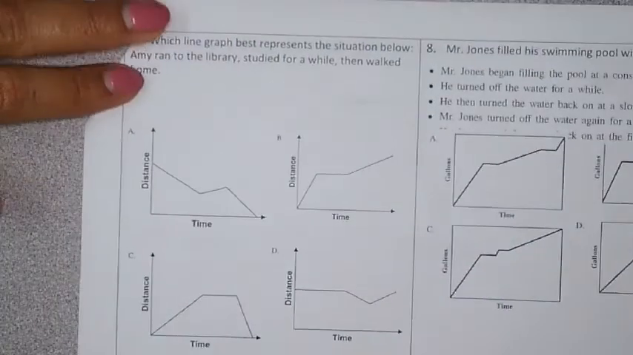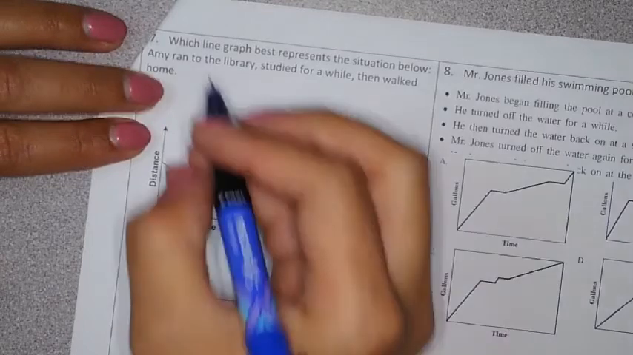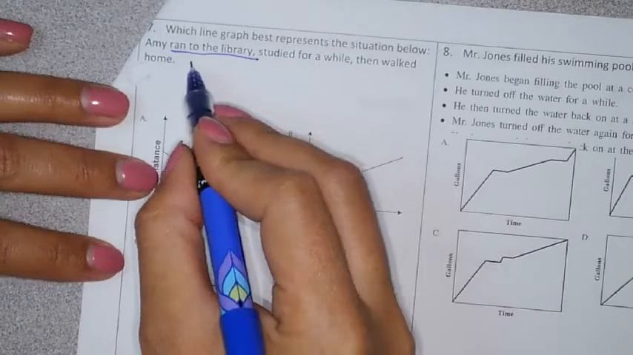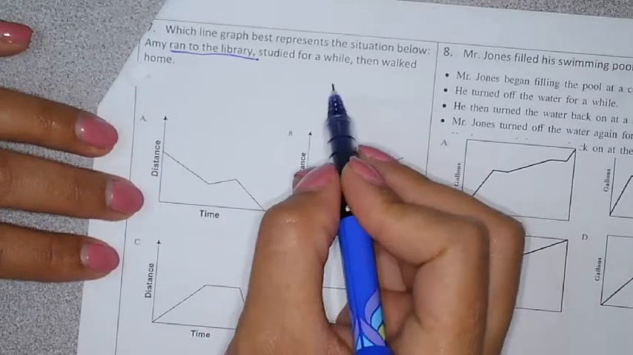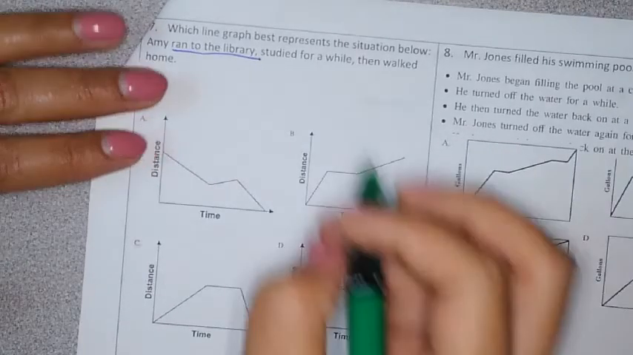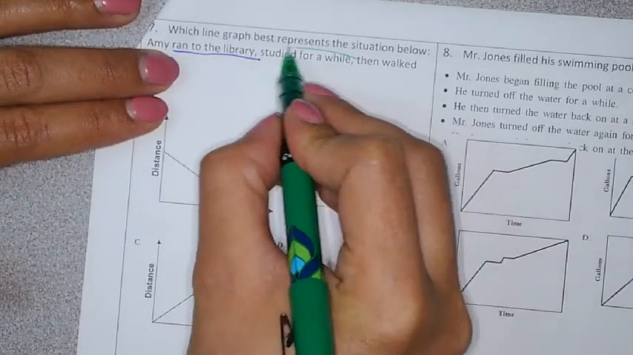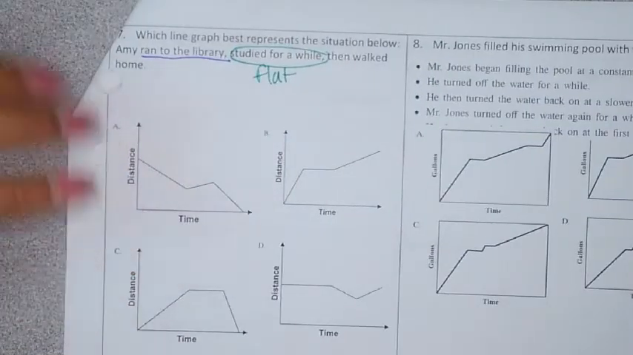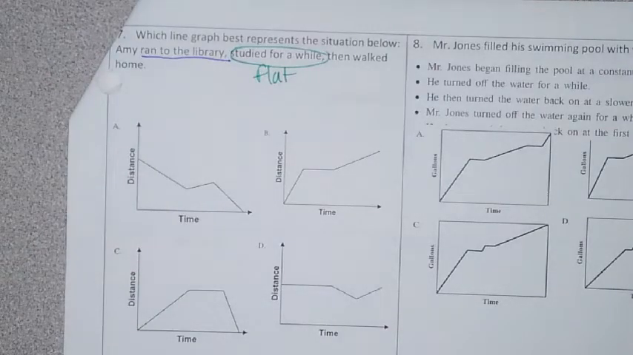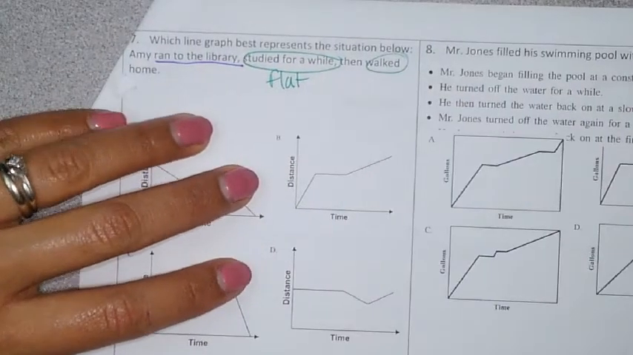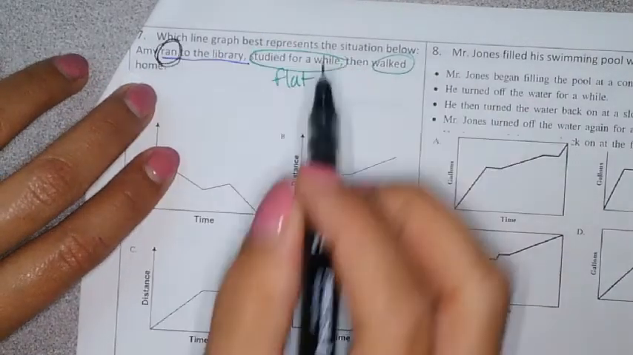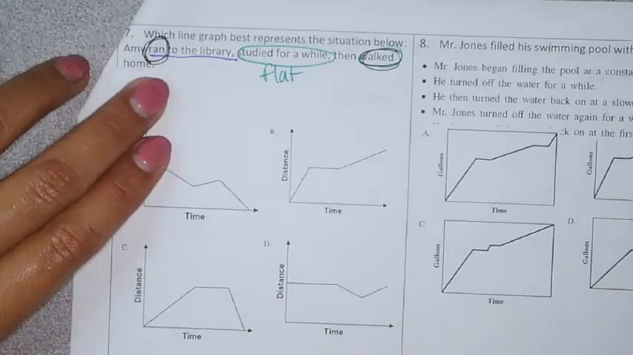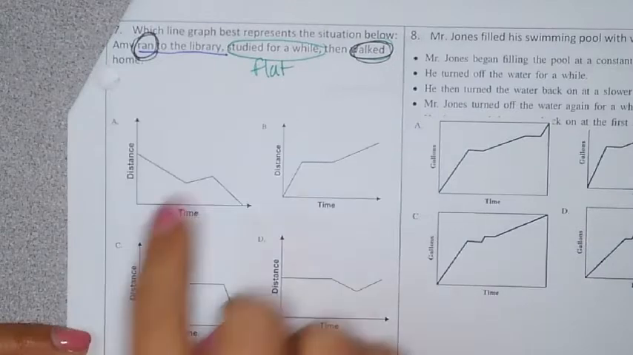Alright, for these, we need to find a graph that best represents the situation. Amy ran to the library, so we're talking distance and time. So if she ran to the library, studied for a while, then walked home. From when she says study for a while, this is going to be a flat line because the distance is not going anywhere, because she's at the library and not moving. And then she walks. So here my two keywords: ran means it's going to be like a faster incline, and walked means it's a slower pace, and I need a little flat in the middle.